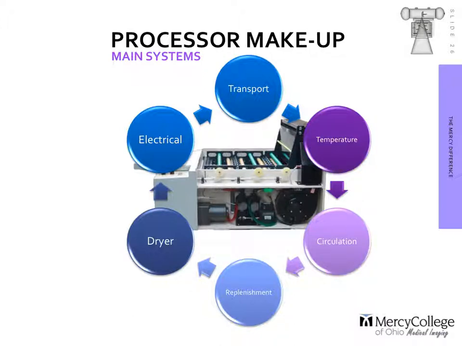All 6 are listed here. So transport, temperature, circulation, replenishment, dryer, and electrical. So we must have all of these functioning appropriately for our processors. So these things need to be understood, and that's why we're going to break them down a little bit.